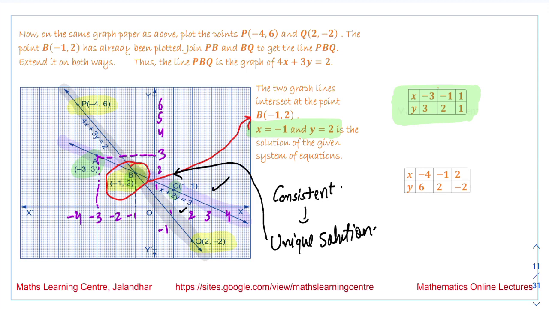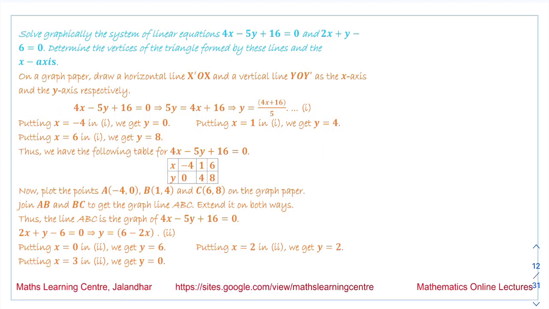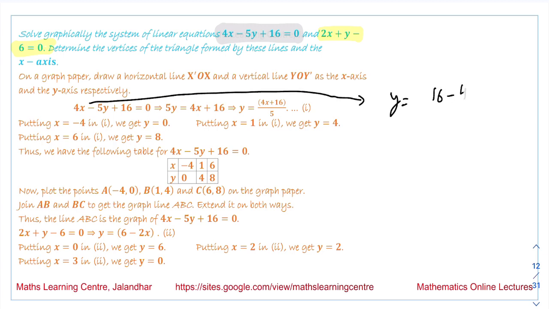Next is solve graphically the system of linear equations. These are the equations given. The first is 4x − 5y + 16 = 0, and the second is 2x + y − 6 = 0. Corresponding to the first equation, we can calculate the value of y, that is equal to (16 − 4x)/5. Now we are interested in those values for which this 5 gets cancelled out and we get integer values over here.